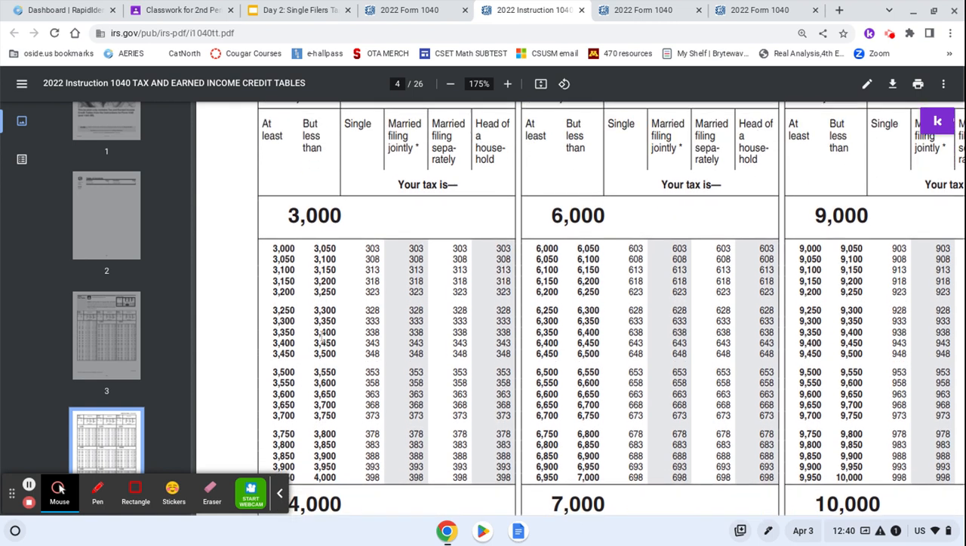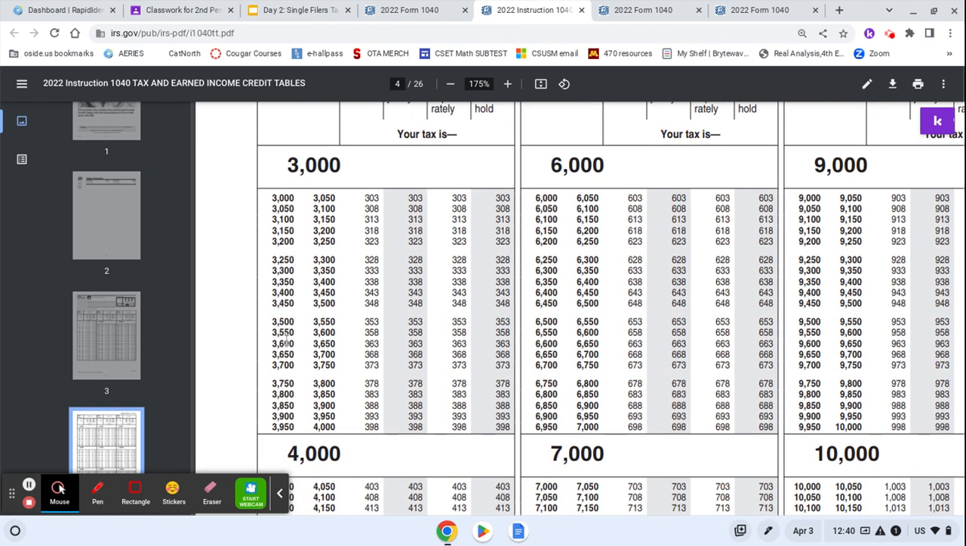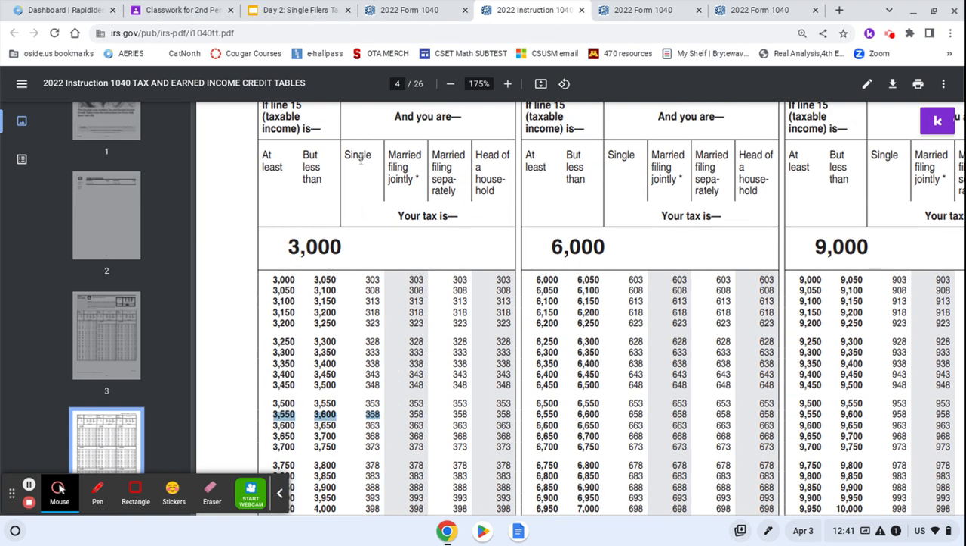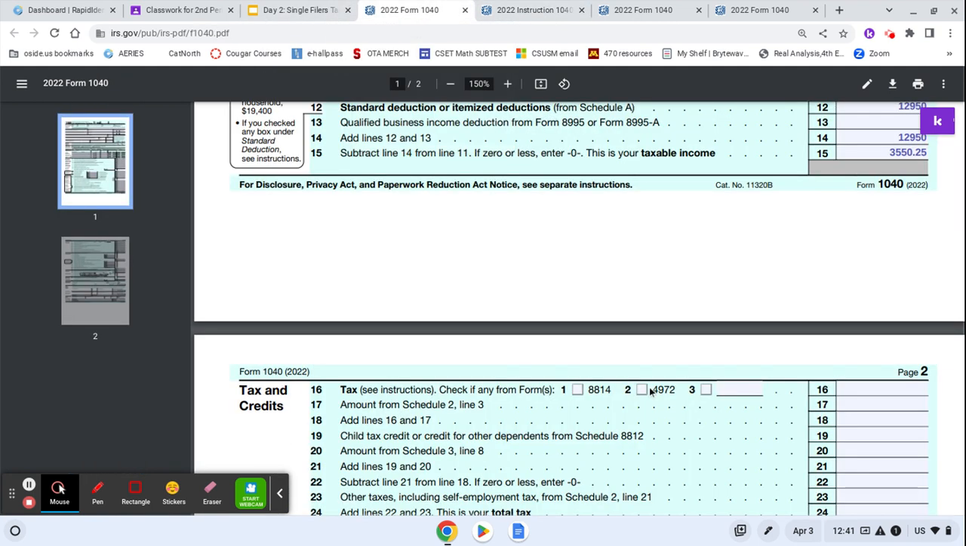Well, the top row is when it's less than $35,550, and the bottom row is when it's at least $35,550. I follow it across to the single column, and I see that my tax amount is $358. So I'm looking single column, look across my row, and I see my tax amount is $358. So I go put that amount right here.